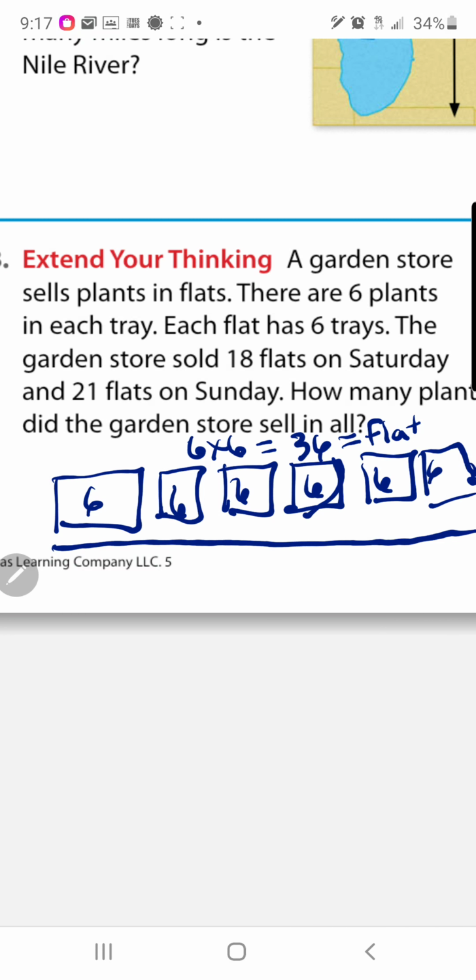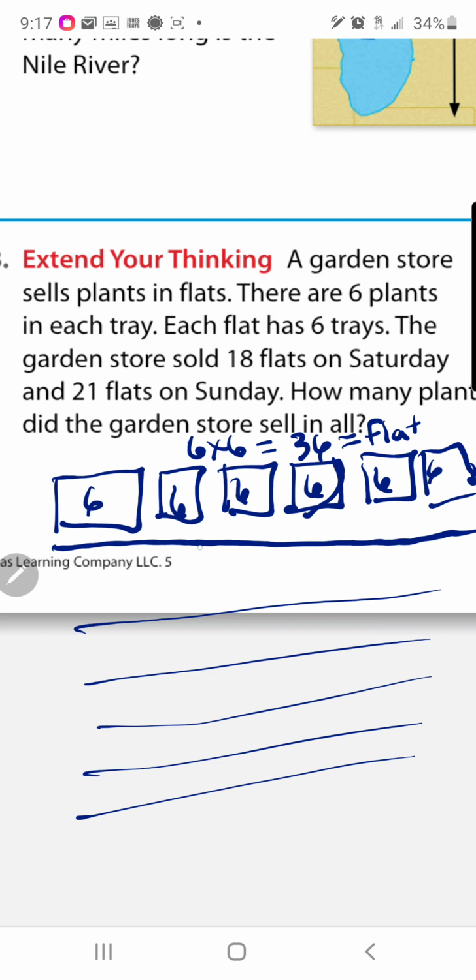I'm trying to visualize this. And then it says the garden store sold 18 flats. Oh, so if one flat has 36 plants, then what would I have to do to find out for 18 of those flats? Right, there are all of these flats, and each one has 36 flowers in each. Well, I'm not going to draw 36 flats because that would take forever, but I can actually choose to multiply 18 times 36, and that would give me the number of plants in 18 flats, and that's the amount of flats that they sold only on Saturday.